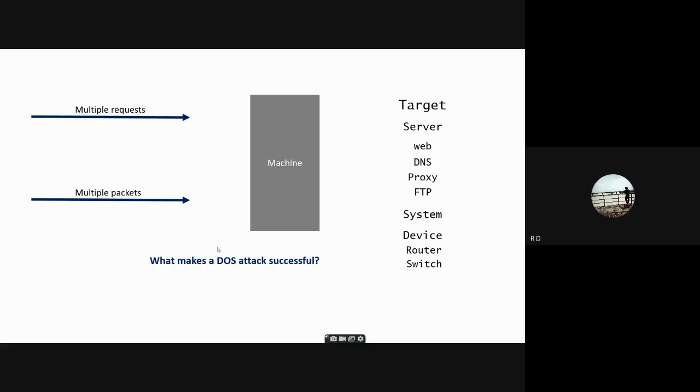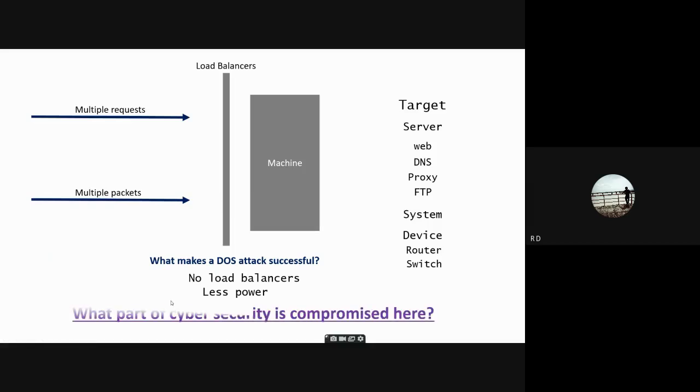So what makes a DoS attack successful? Basically, no load balancers, and less power; the capacity is not there. Load balancing means if this server goes down, there should be another server which will come up and carry that. This helps the server to be able to respond to the requests. So what part of cybersecurity is compromised here? It is the availability factor that gets compromised.